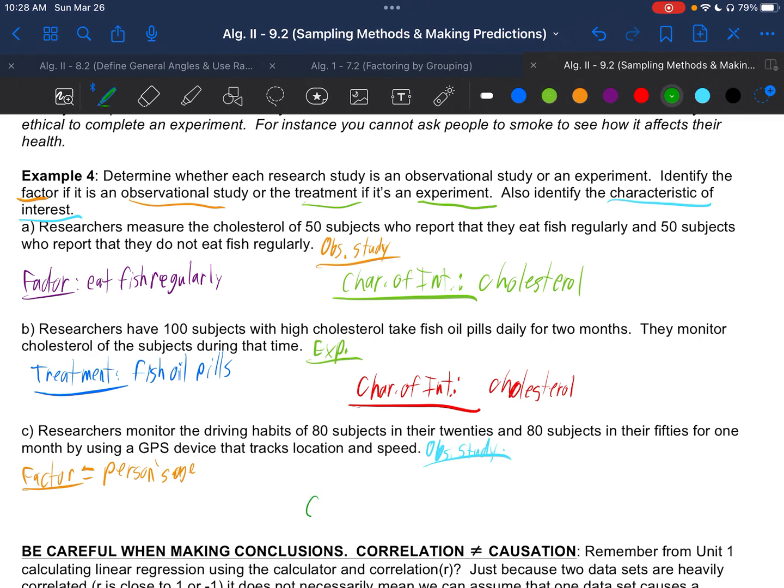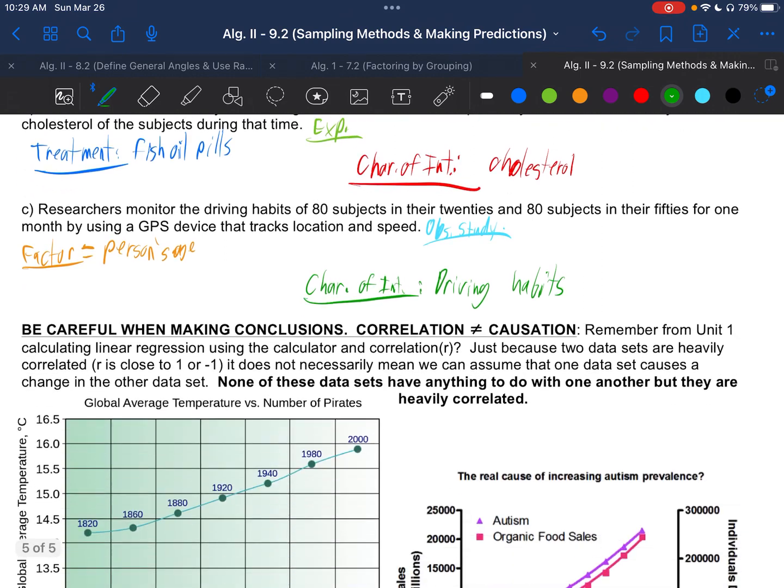And the characteristic of interest, what they're curious about, is their driving habits. Sorry, I had a yawn there. So they're saying, do we have different driving habits based upon their ages?